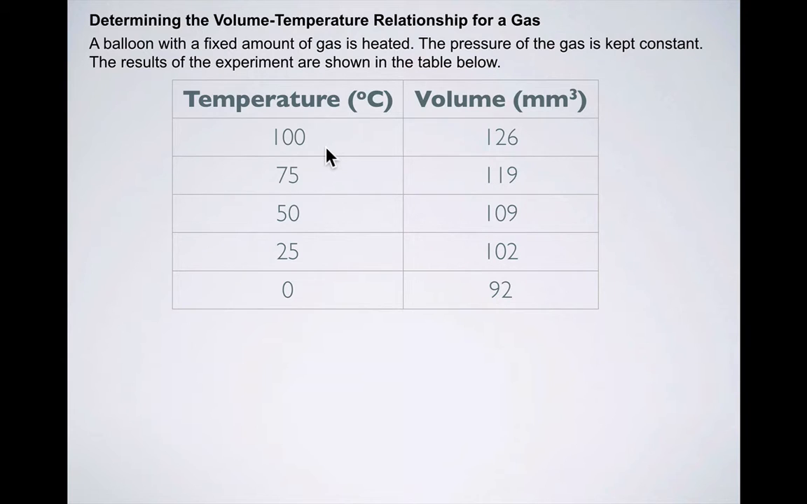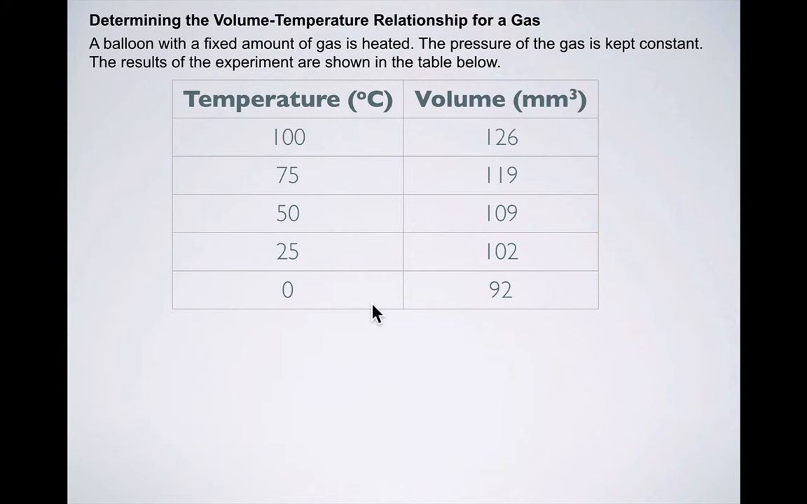What I'd like you to do now is, using the link I gave you for a piece of grid paper, create a scatter plot for the information here. You'll notice that we are comparing temperature and volume. In this case, the experimenter has chosen a variety of temperatures to measure the volume of a gas. So temperature is the independent variable and volume is the dependent variable, because the volume of the gas depends on the temperature.